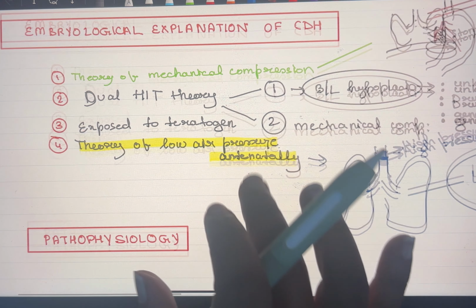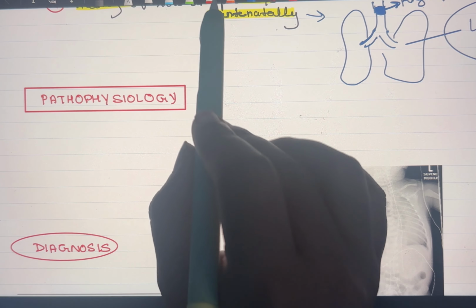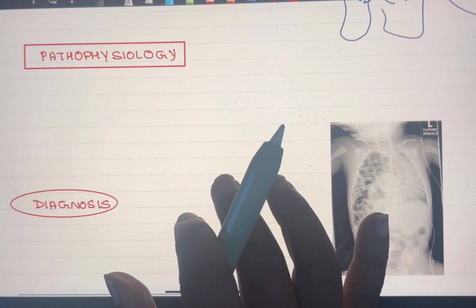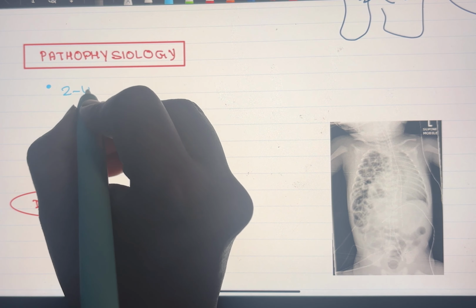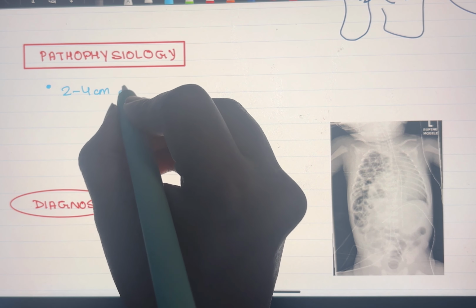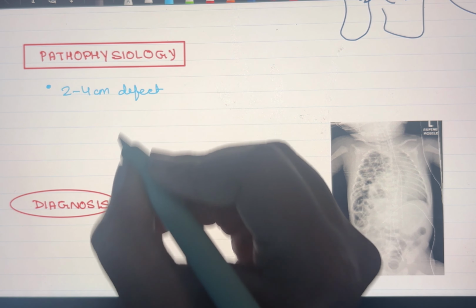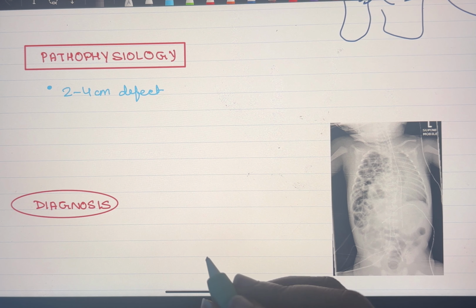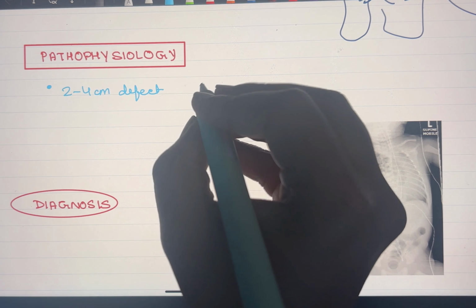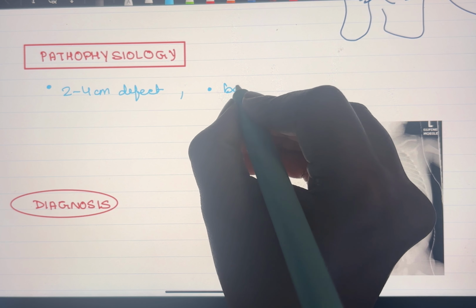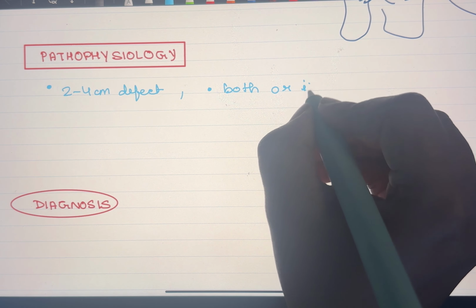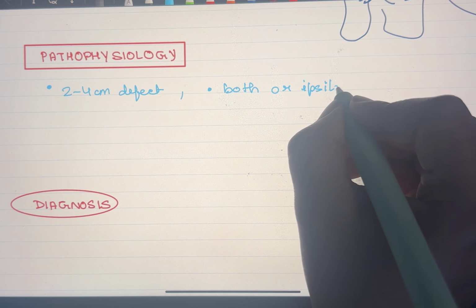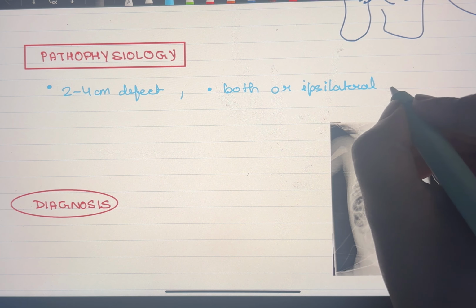Now we have the pathology. Pathology of congenital diaphragmatic hernia. Generally the defect which is present in the diaphragm is a 2 to 4 centimeter defect over the posterolateral aspect of the diaphragm, and herniation is present. Either both, meaning bilateral lungs are involved, or the ipsilateral lung is involved.